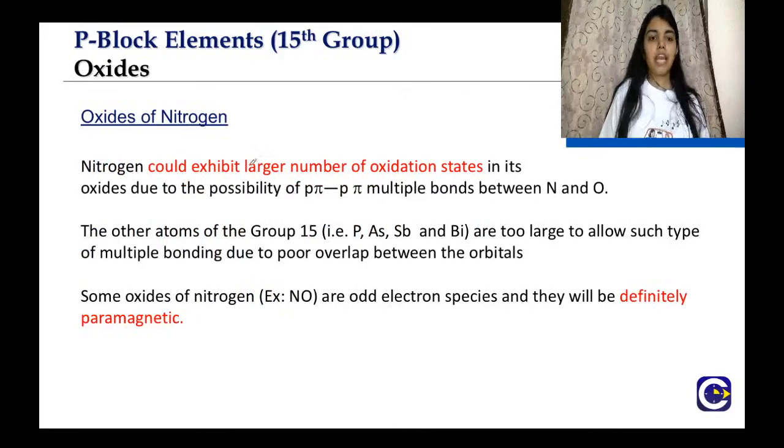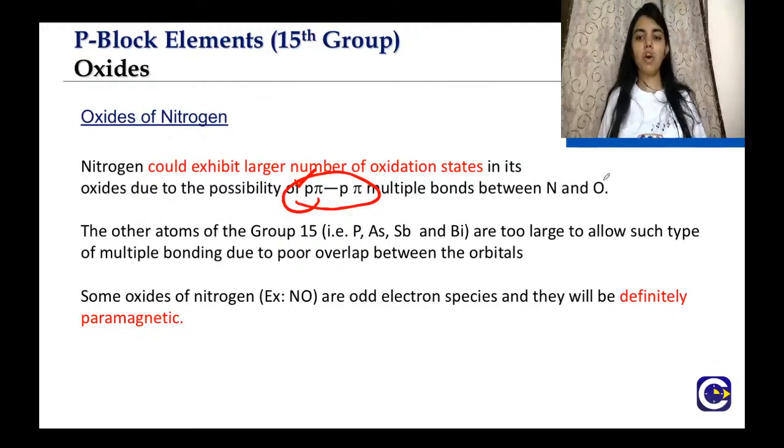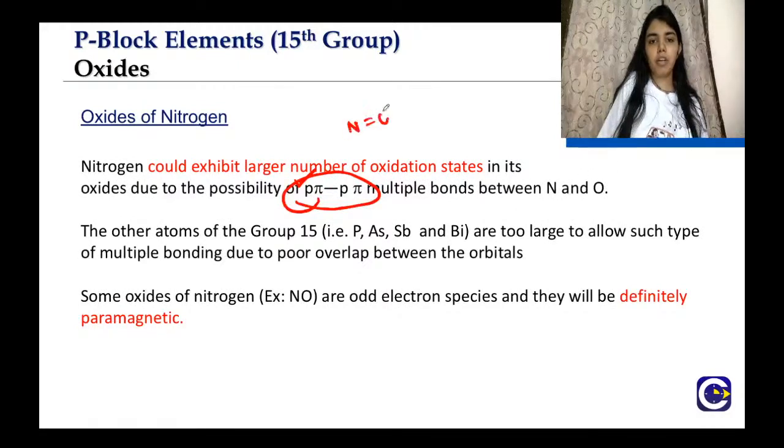Now, nitrogen could exhibit a larger number of oxidation states. This we have already discussed. +5, +4, +3, +2, +1 are the oxidation states that are exhibited by nitrogen itself, and this is due to the possibility of p-pi bonds, right? Nitrogen can form p-pi multiple bonds with oxygen. That means a double bond. So a p orbital will be used here, a p orbital will be used here, therefore it is known as a p-pi bond.